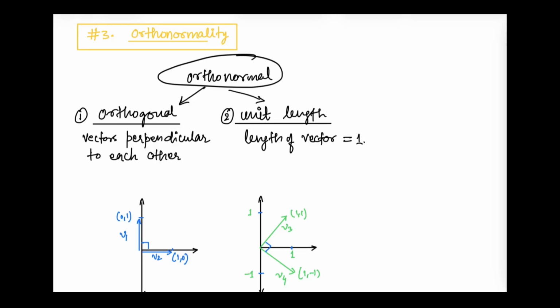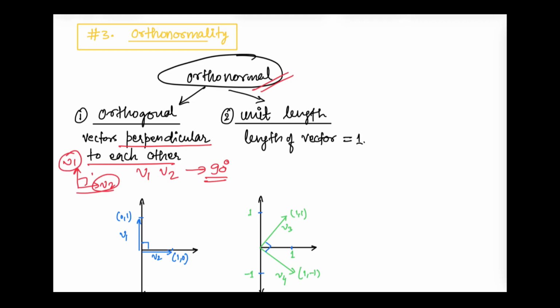Hello everyone. In this video, we will see the concept of orthonormality, or what the word orthonormal means when we call vectors orthonormal. In the earlier video, we have seen that two vectors are orthogonal when they are perpendicular to each other. If I have two vectors v1 and v2, and both vectors form 90 degrees with each other, then we call these vectors orthogonal to each other.